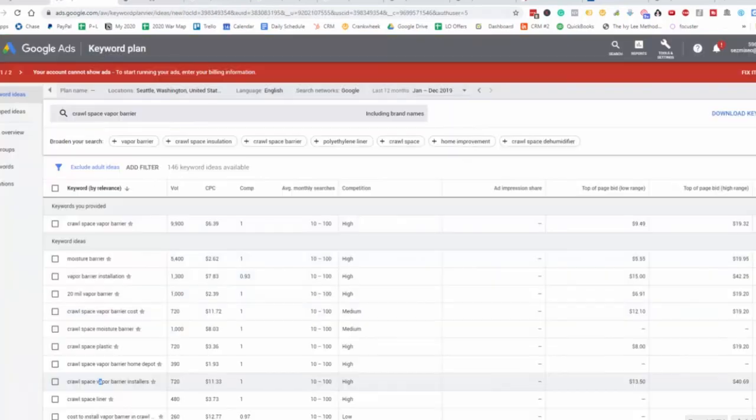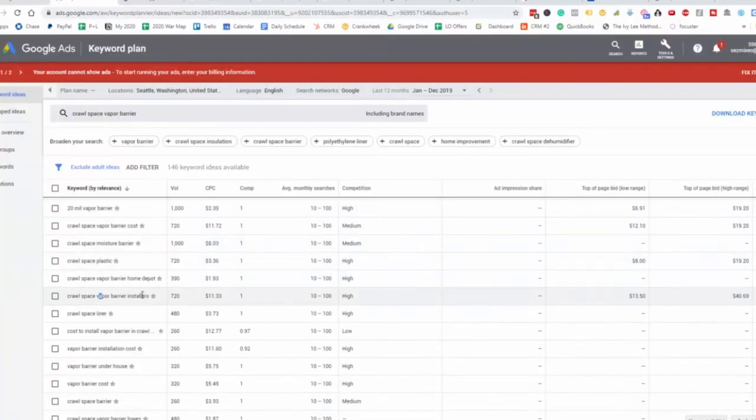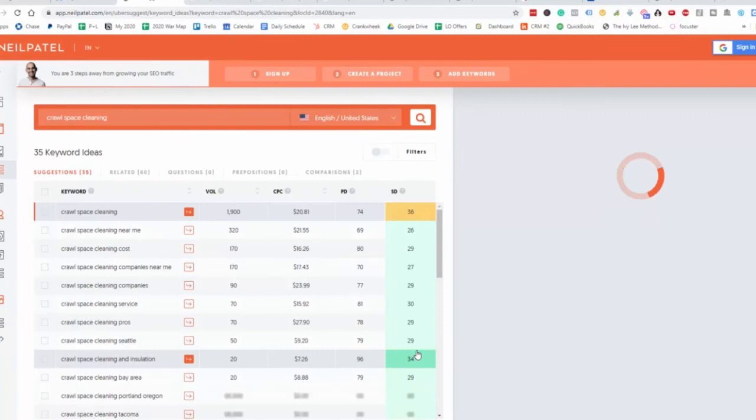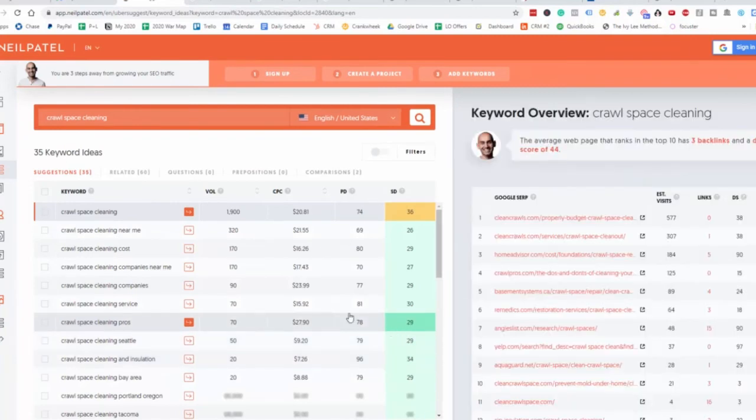You go over here and you'll notice there's a bunch of different searches, right? Home Depot, Lowe's, all these different searches, and they're not necessarily the most relevant. However, over here with Ubersuggest, they are showing us the most related, relevant searches. Crawl space cleaning near me, crawl space cleaning cost, companies, services. And so these would be the perfect keywords that we can use in our crawl space cleaning ad group, right?